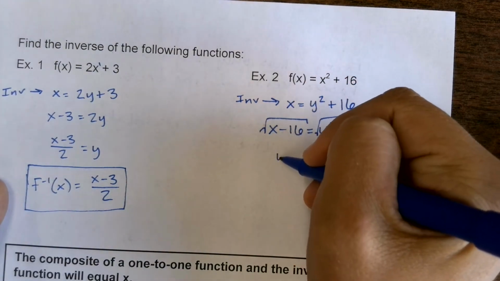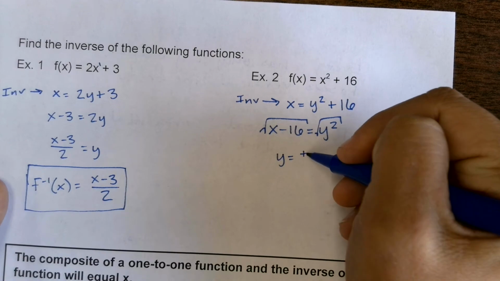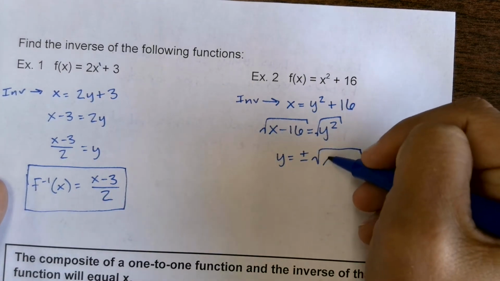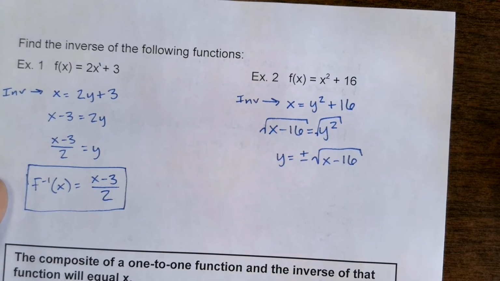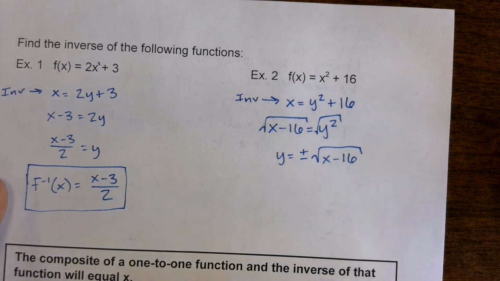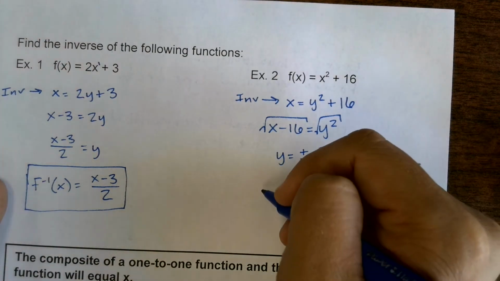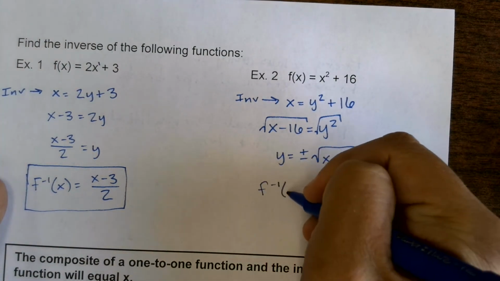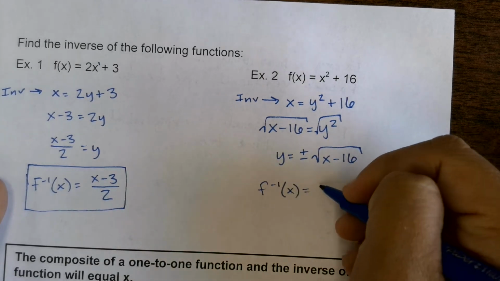And what do I have to remember when I take the square root of something? When I decide to take the square root of something, I've got to have that plus or minus. So I've got a plus or minus square root of x minus 16, and then changing back to my notation to say that this is f inverse.